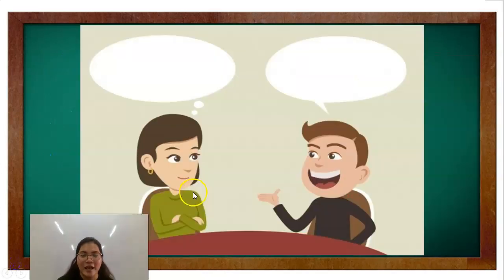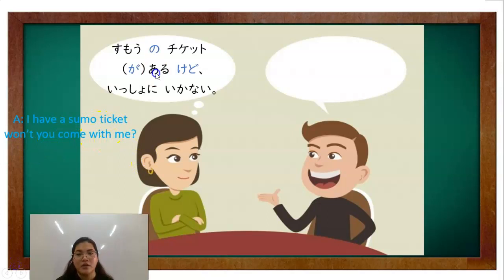Okay? Another. I have a sumo ticket. Won't you come with me? Sumo no chiketto aru kedo, issho ni ikanai? Ii ne. That's nice. Okay, so just like this, ginagamit din si kedo. Just the same with the function of ga, but always remember that ga, you can use it either polite or plain, but kedo is just used in a plain conversation.